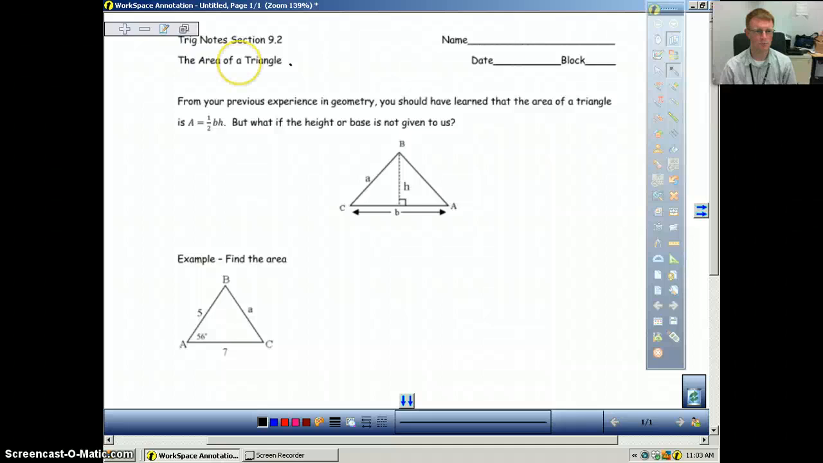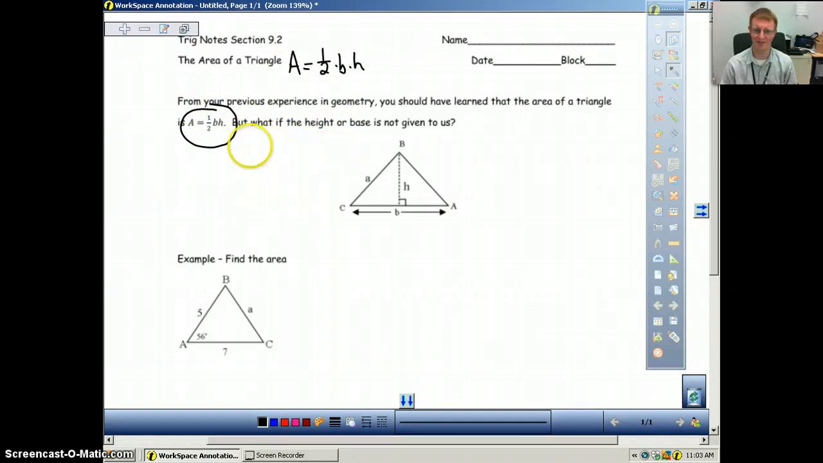This is 9.2 in trig, so we're going to find the area of a triangle in this section. Now, that may seem easy for most of you because most of you know that the area of a triangle is just 1/2 times base times height, which is written right here. But the question is, what happens if the height or the base is not given to us?